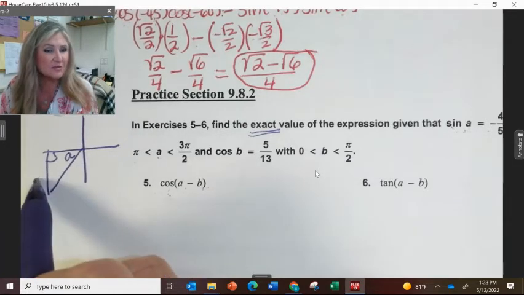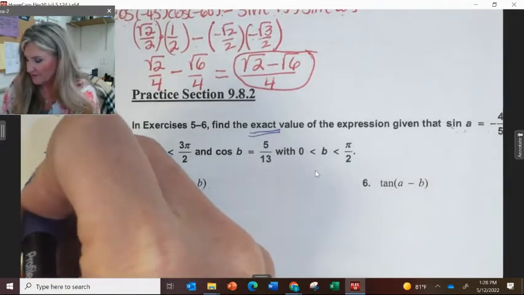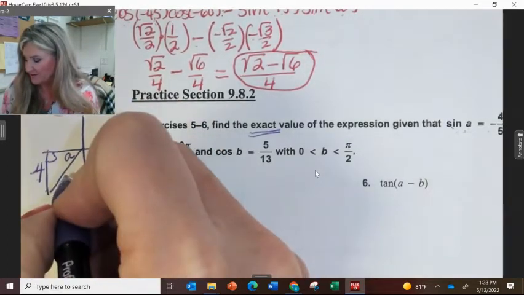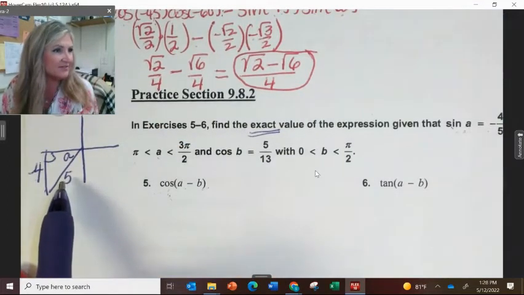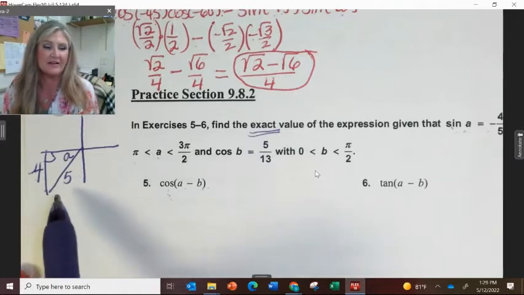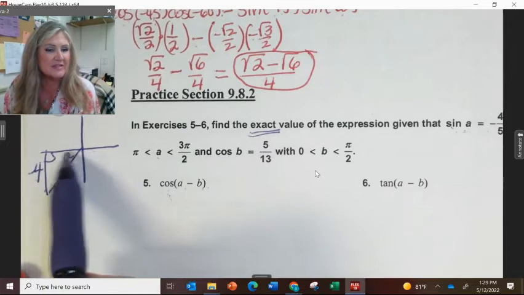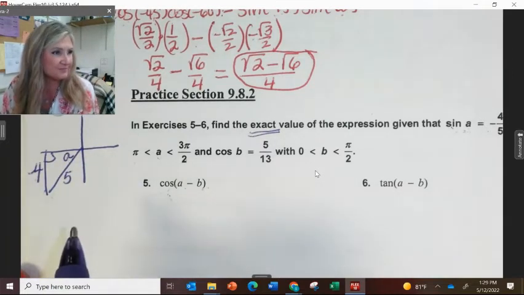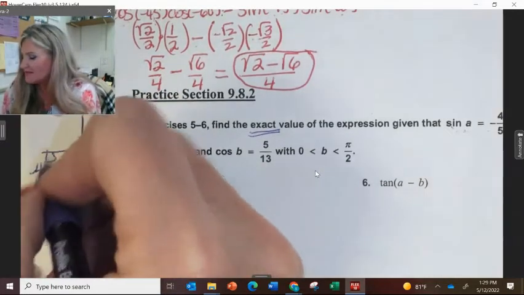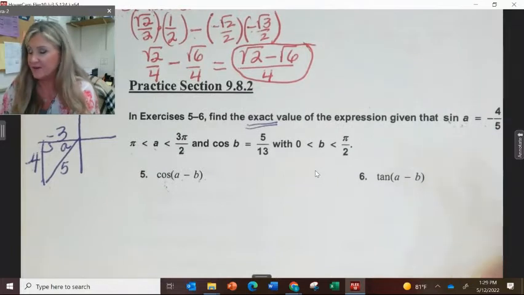Opposite over hypotenuse. So what is the opposite? Negative 4. And what's the hypotenuse? And how did you know that it wasn't the hypotenuse that was negative? It can never be negative. It's defined as the distance. All right, so do we know what this missing value is right here? Is it just 3? Negative 3. So x and y have to tell us direction. So x is actually going to be negative 3.